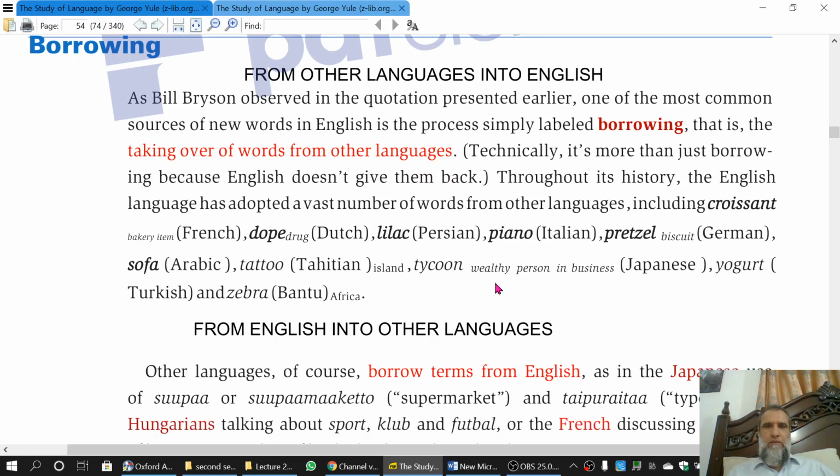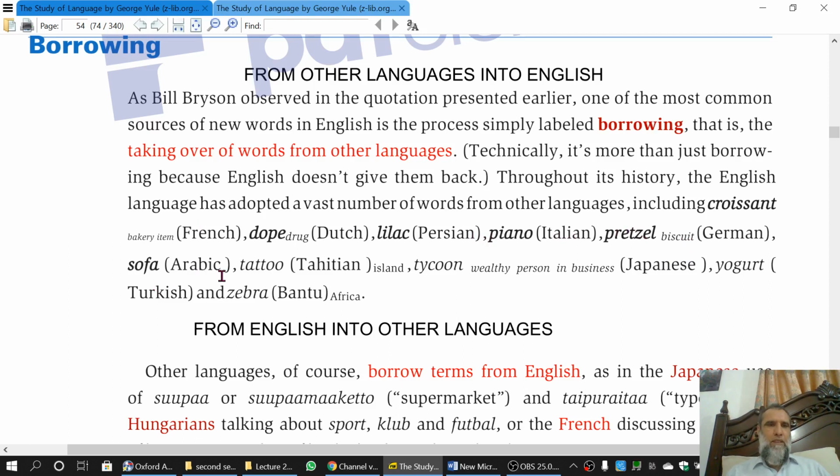For example, we have this word croissant. It is a kind of bakery. We have dope. In games, you might have heard this word dope, which is a Dutch word. It is borrowed from the Dutch language, and it means drug. Lilac is taken from Persian. Piano is from Italian. Pretzel, which means biscuit, is from German.